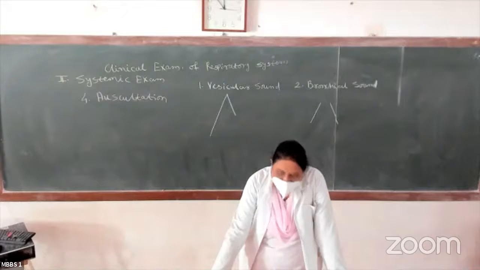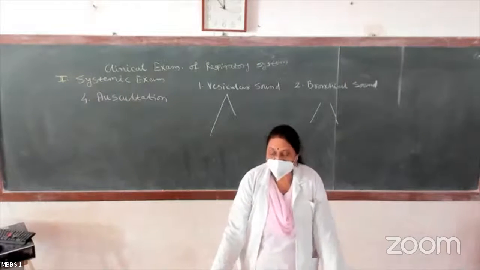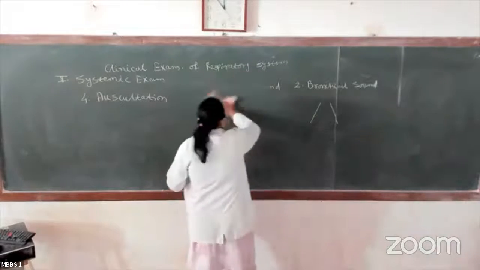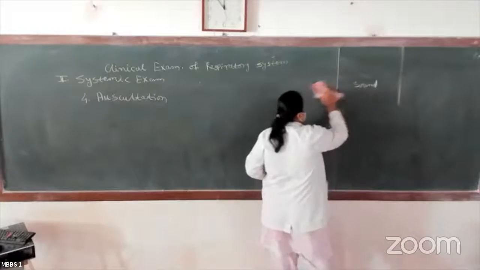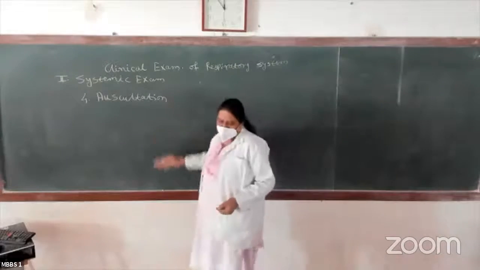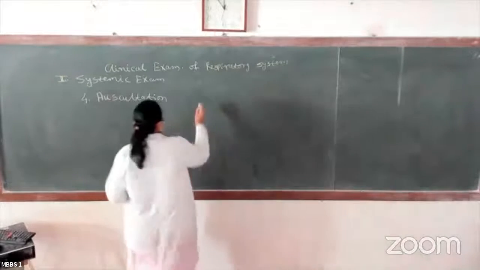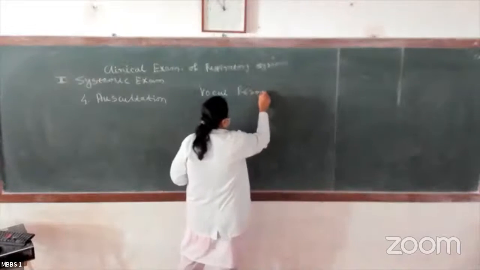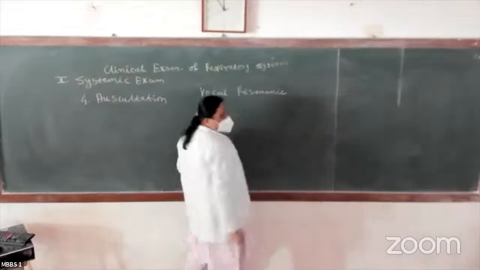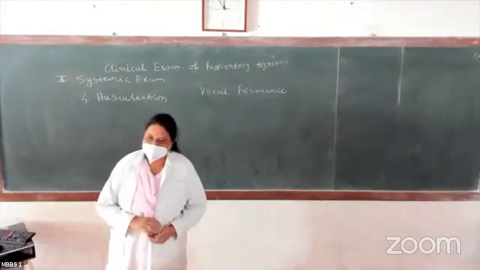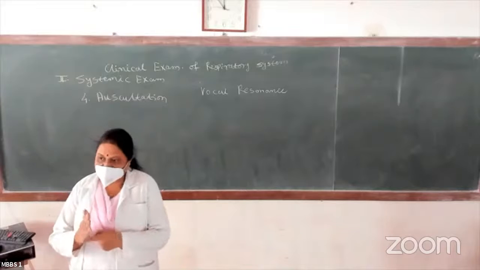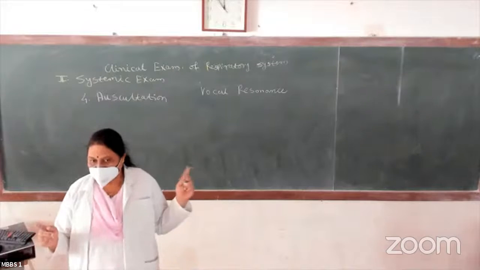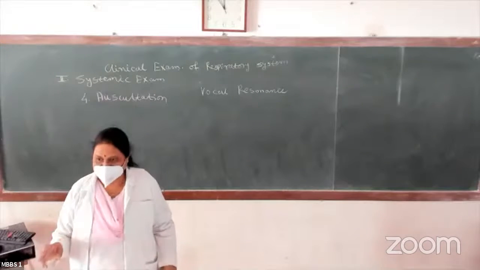Then next, last, is the vocal resonance. So what is the vocal resonance? This is again auscultation. It is the same as the tactile vocal fremitus, but tactile vocal fremitus is a palpatory test and vocal resonance is an auscultatory test. In tactile vocal fremitus, you are feeling the vibrations with the ulnar border of the right hand. Here, vocal resonance is an auscultatory test.